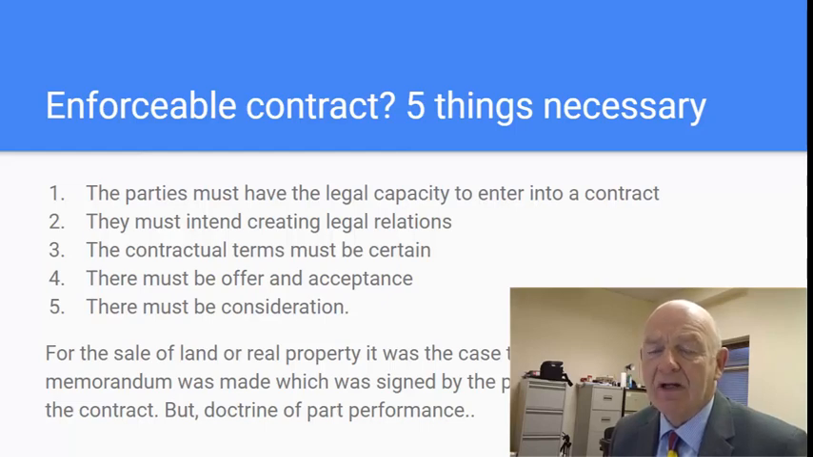For the sale of land or real property, it was the case that a written note or memorandum was made, which was signed by the person to be charged with the contract. That was necessary pursuant to the Statute of Frauds Act of 1695, I think it was. However, the doctrine of part performance lessened that requirement somewhat.